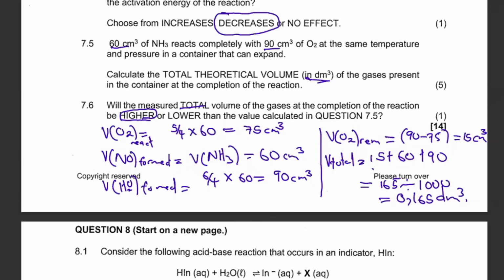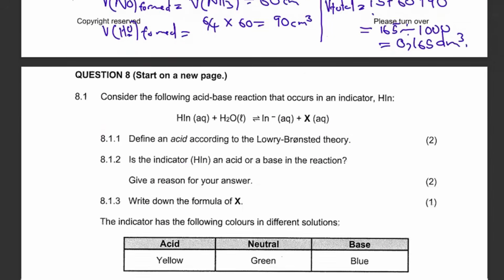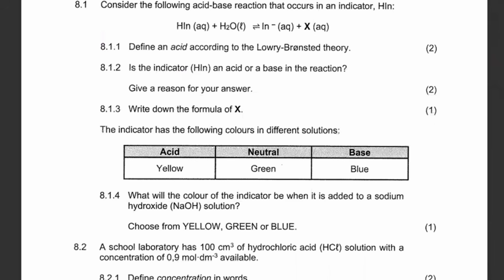Then we move on to question 8, which is 8.1. It reads, consider the following acid-base reaction that occurs in an indicator. Then we have our indicator plus H2O to give us this, and then an X. Define an acid according to the Lowry-Bronsted theory. According to this, an acid is a proton donor. So it donates H plus ions. That's what an acid does.